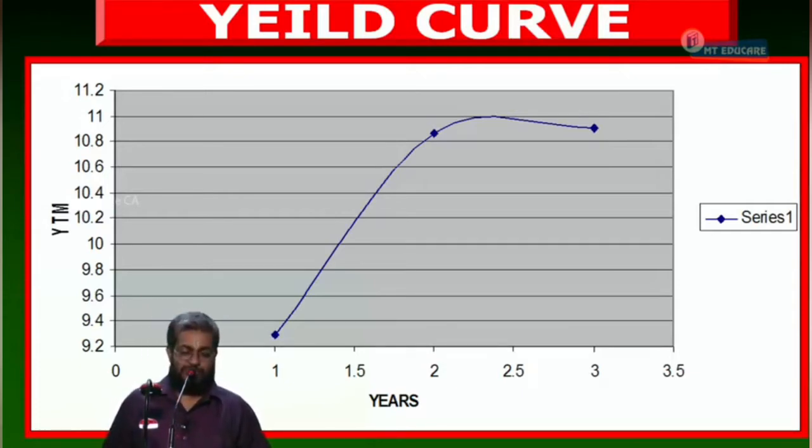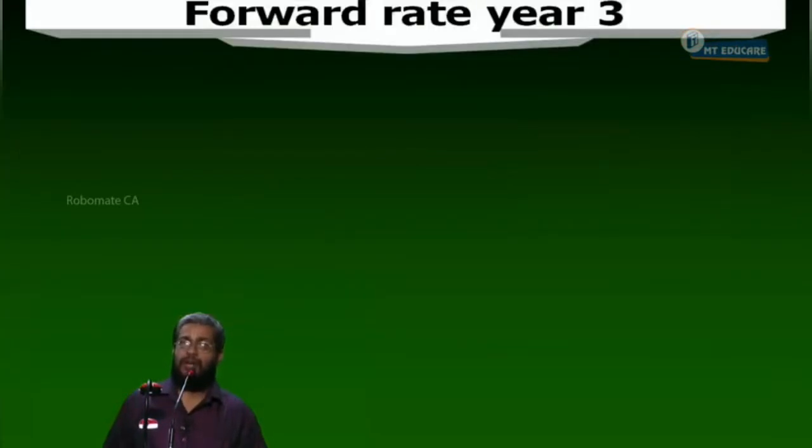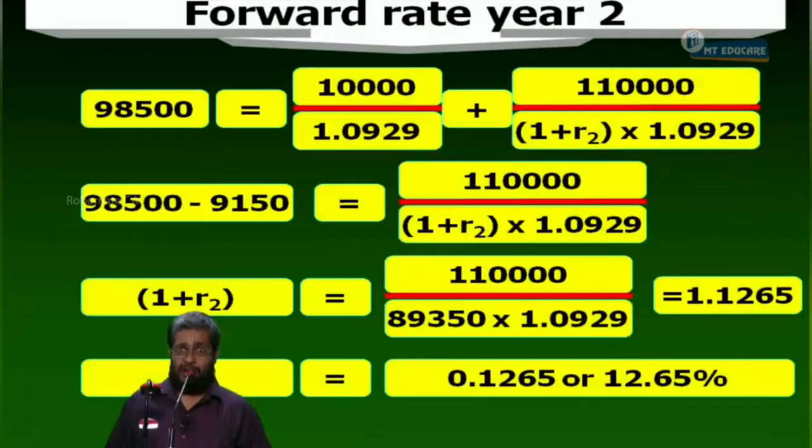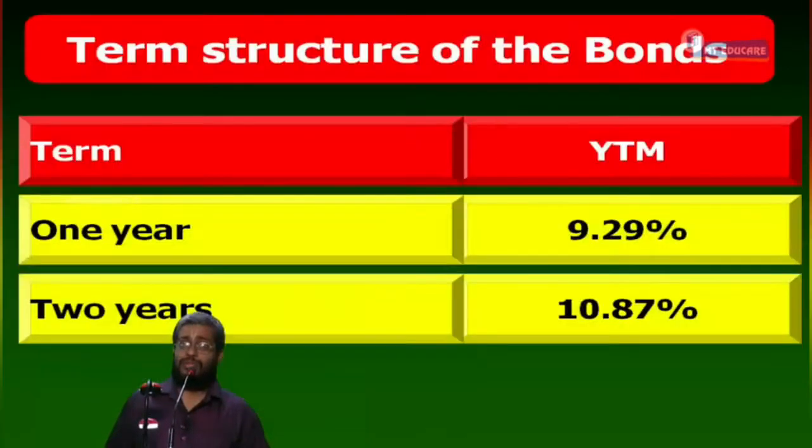If we want to issue a 1-year bond now, we will price the bond at a yield of how much percent? 9.29%. If we want to issue a 1-year bond now, we will price the bond at a yield of 9.29%.